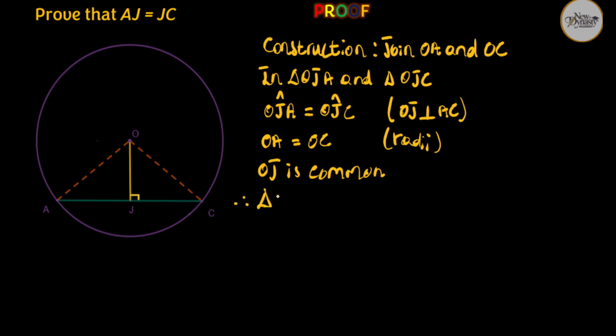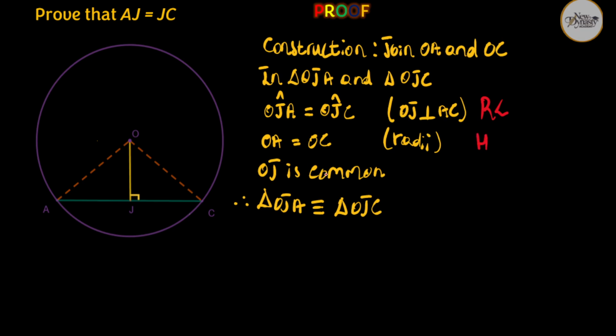therefore triangle OJA is congruent to triangle OJC. But why are they congruent? It is because we have said that the angles OJA and OJC are equal, and those are the right angles. And we said that OA is equal to OC, and those are the radii, but also the hypotenuse of the triangles. So that is the hypotenuse.